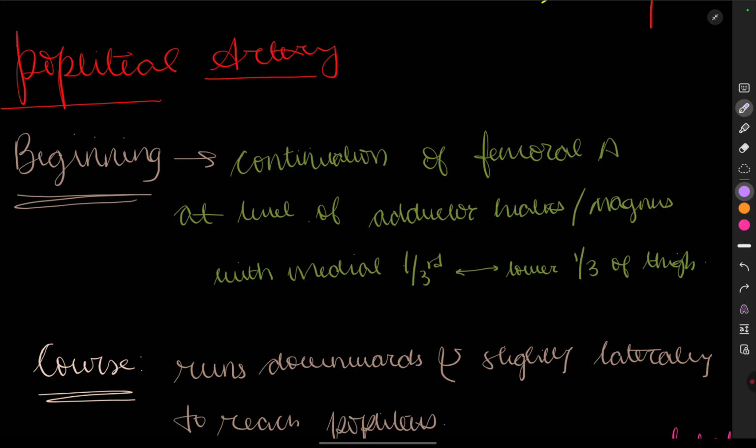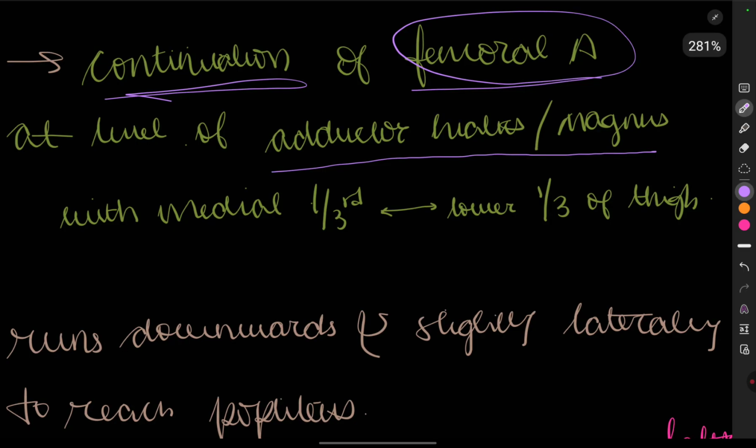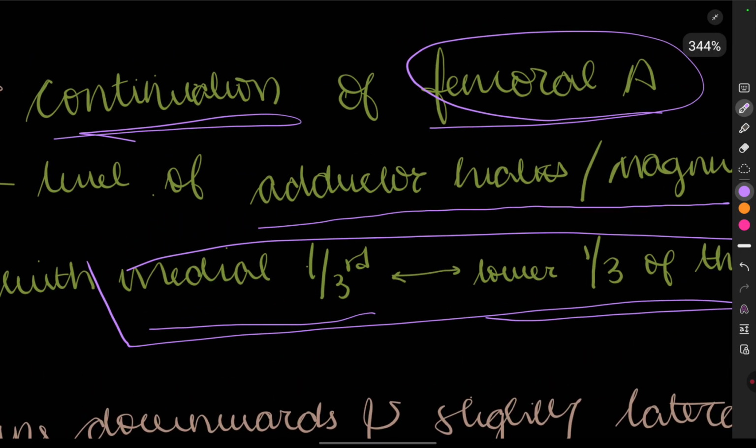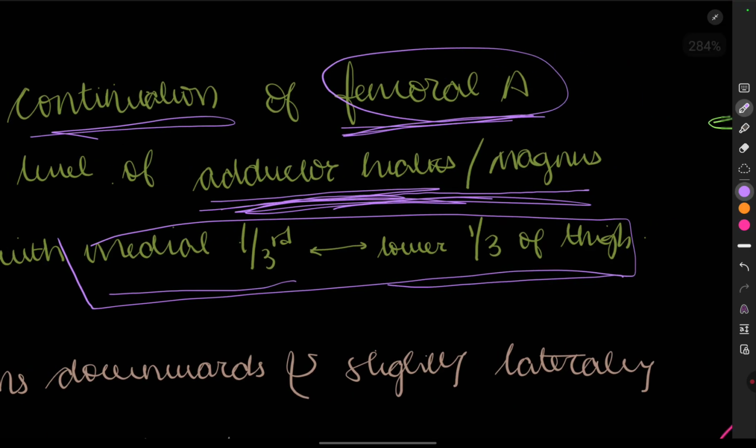I'm just joking. So it is a continuation of the femoral artery. The popliteal artery is a continuation of the femoral artery at the level of the adductor hiatus of the adductor magnus, at the junction of the medial one third and the lower one third of the thigh. If you don't remember this, that's fine, but just remember that it is a continuation of the femoral artery at the level of the adductor magnus or the adductor hiatus.